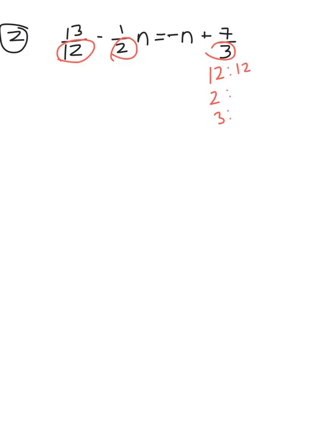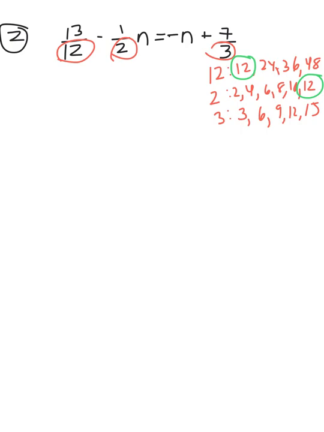Multiples of 12 are 12, 24, 36, 48. Multiples of 2 are 2, 4, 6, 8, 10, and 12. Multiples of 3 are 3, 6, 9, 12, and 15. And so we're looking for the number that's common to all three lists, and that number is going to be 12. So we're going to take 12, and we're going to multiply every single term in this equation by 12.